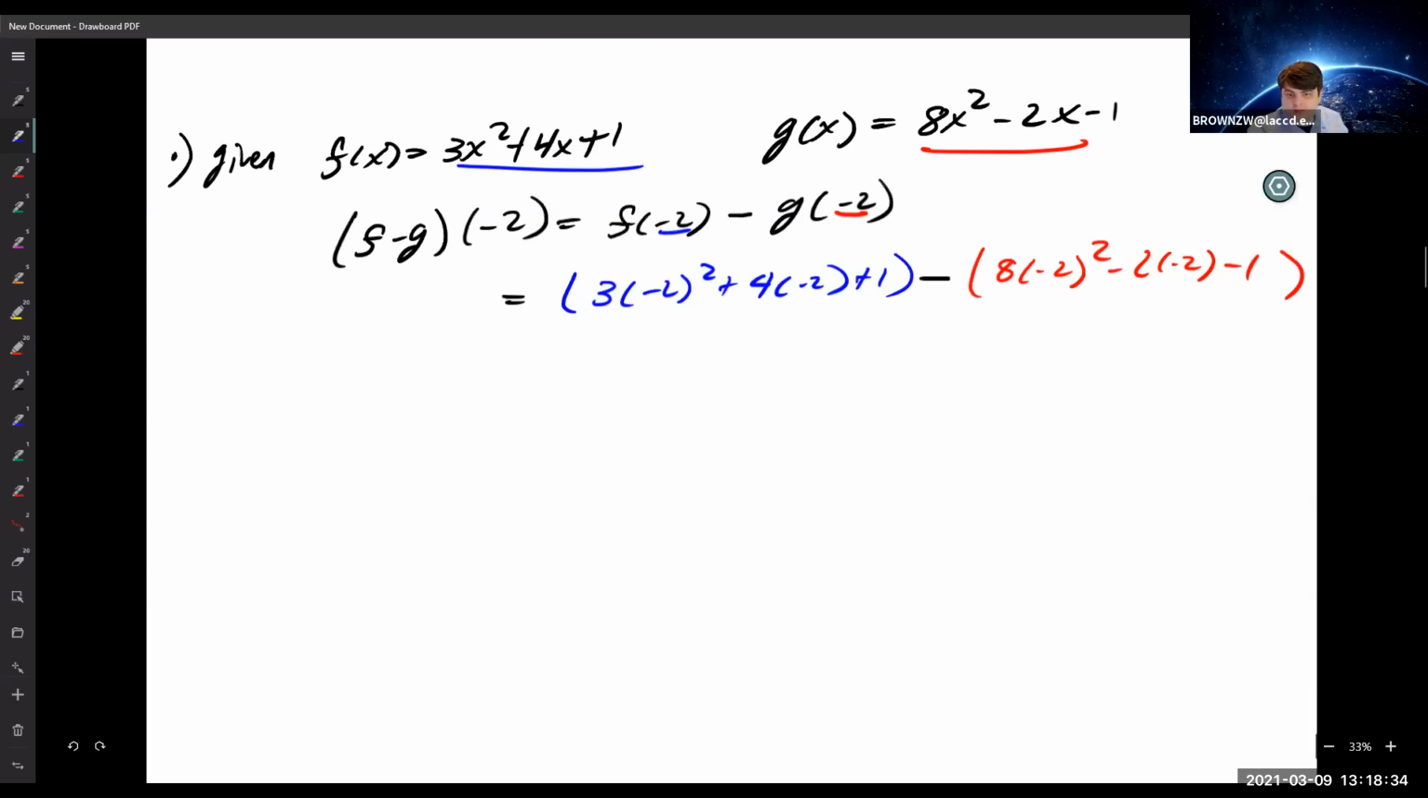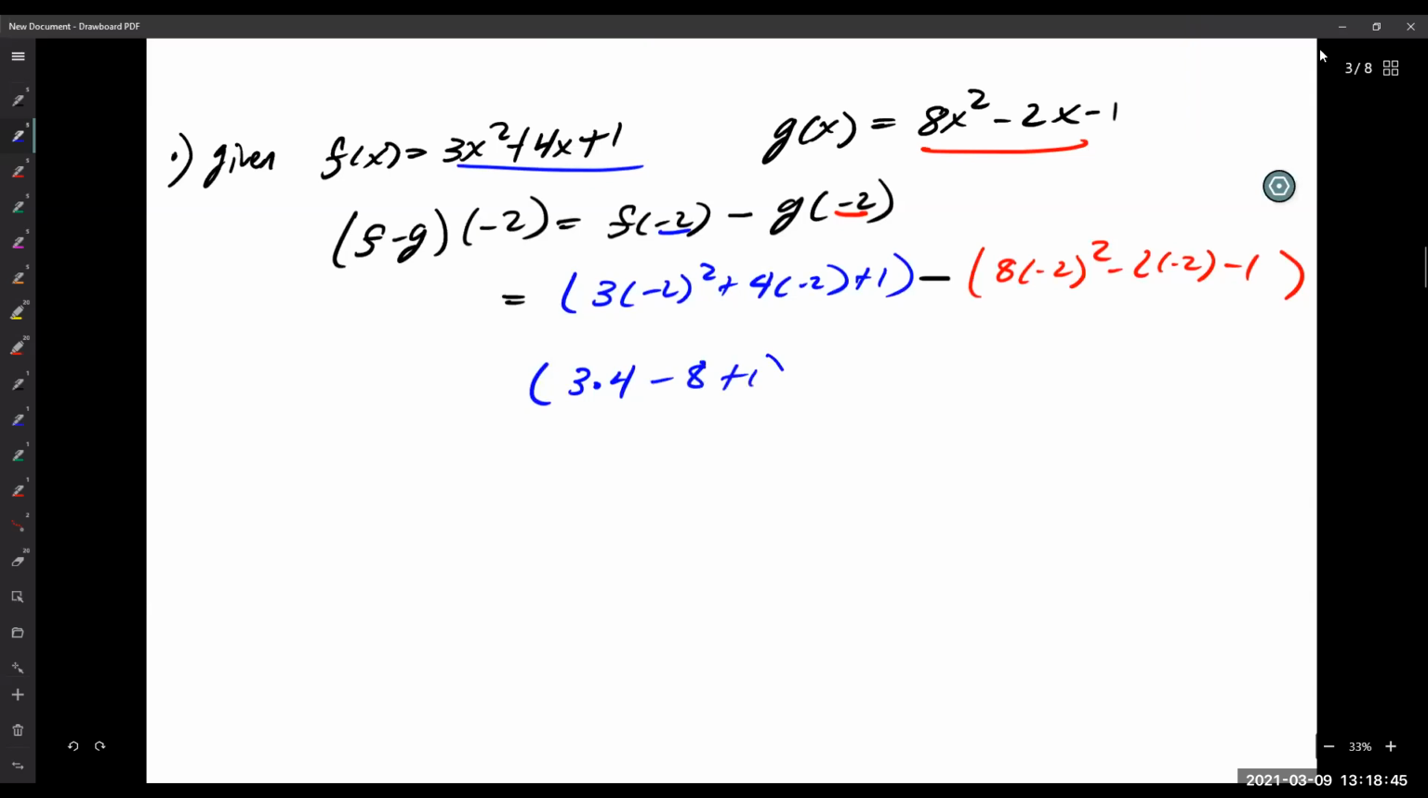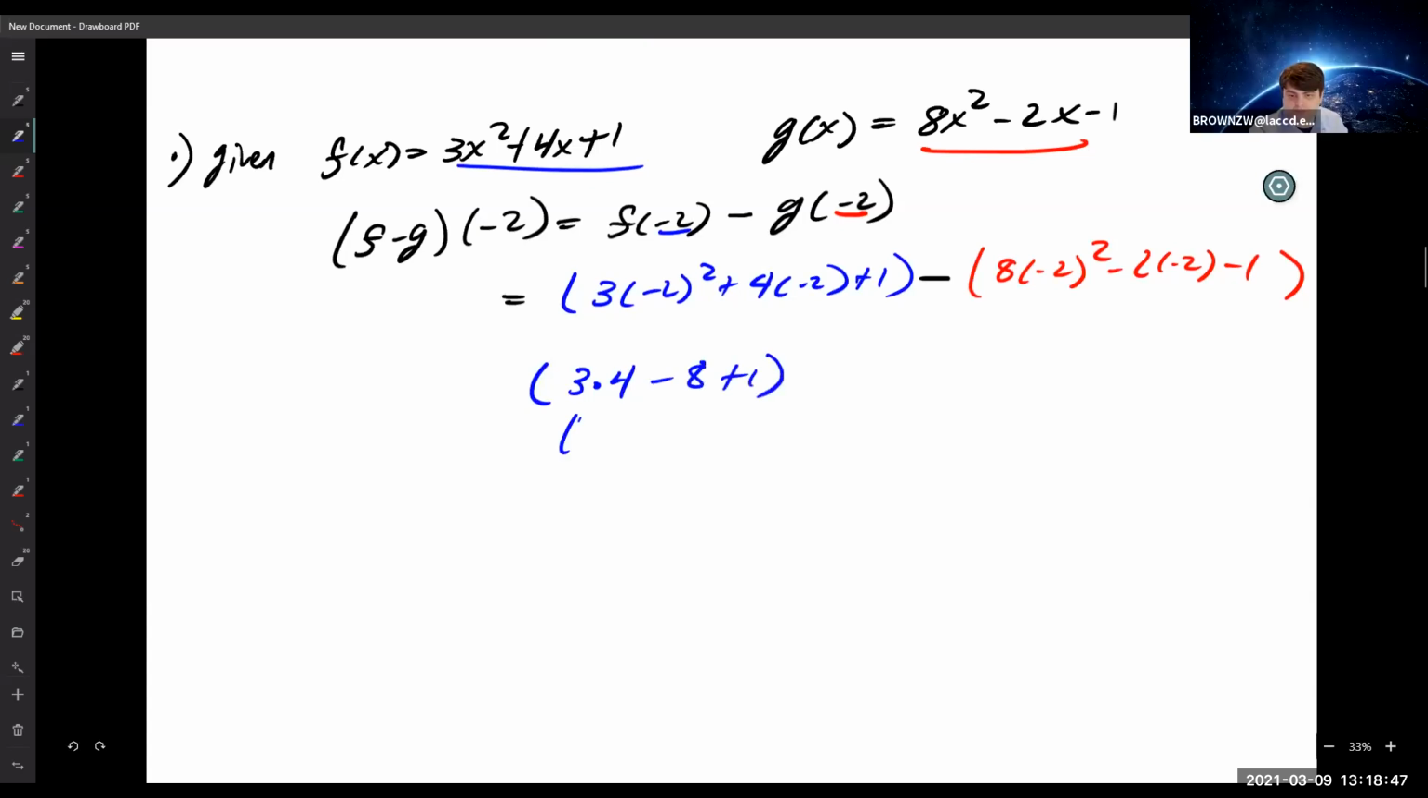Okay, so now just working this out. In parentheses, it's going to give me 3 times 4 plus 4 times negative 2, which gives me actually a minus 8, plus 1. So that's 12 minus 8 plus 1, which gives us 5. And actually, at this point, we can just drop the parentheses. We just have the number 5.